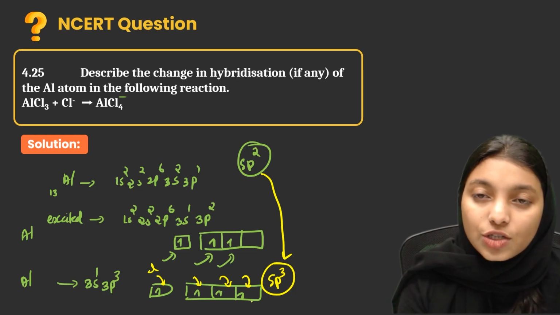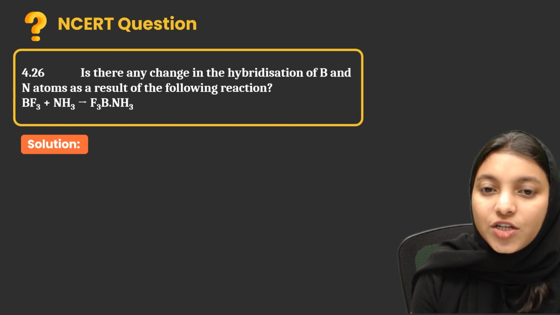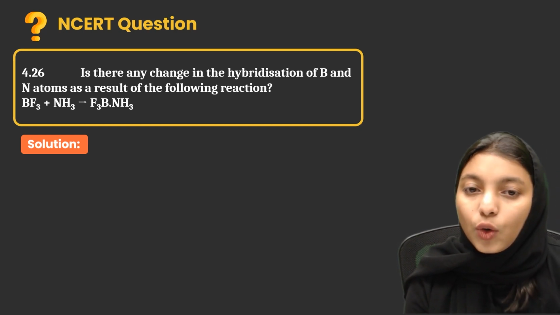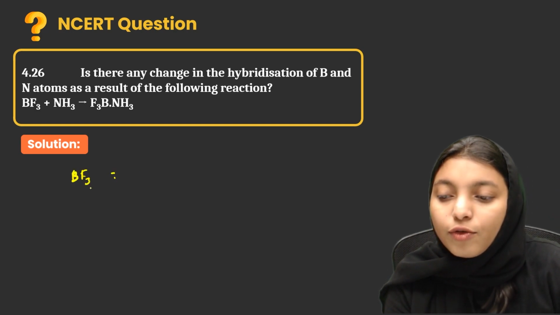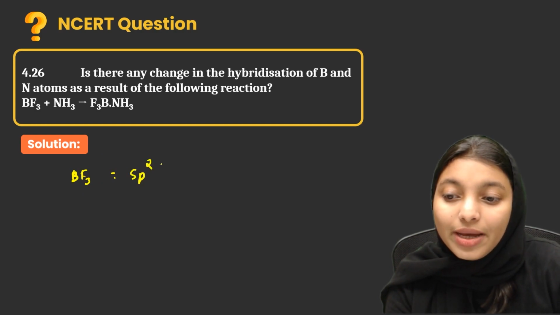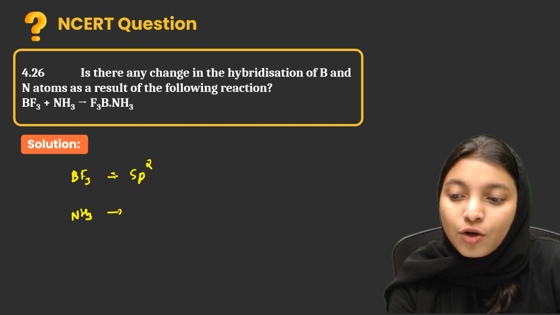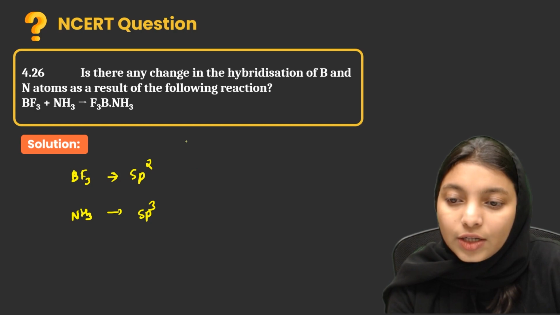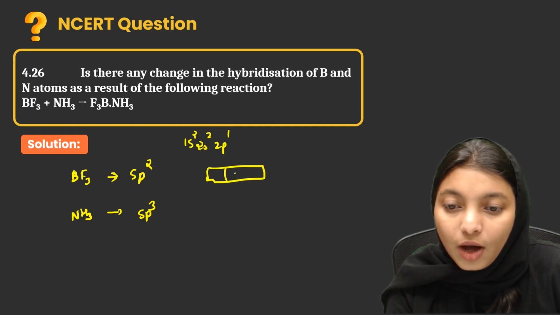That is how the hybridization is changing here. Is there any change in the hybridization of boron and nitrogen as a result of the following reaction? Here you can see for BF3 alone, its hybridization will be sp2, and for ammonia the hybridization of nitrogen is sp3. Because for boron it will be 1s2, 2s2 and 2p1, so it will become excited.